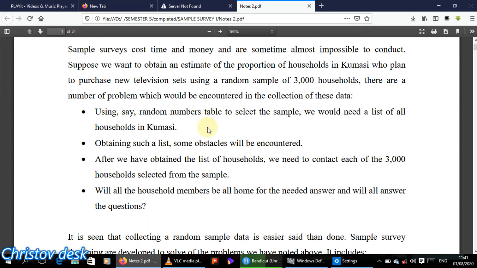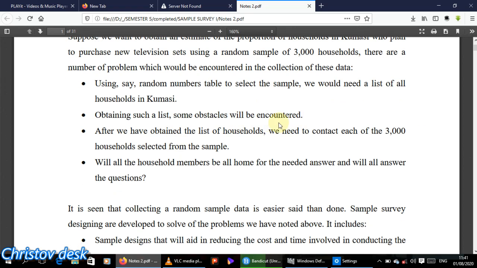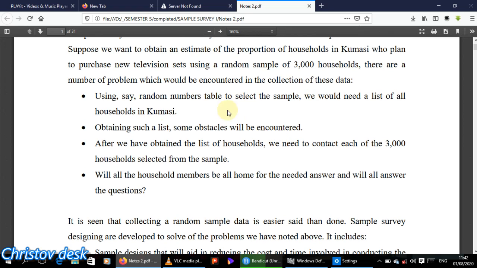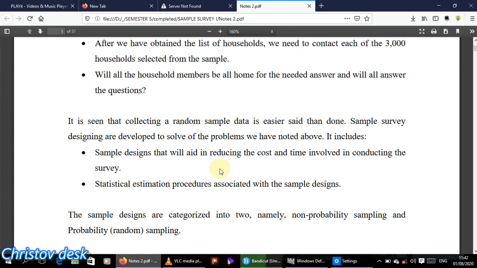Also cost. So using, say, a random numbers table to select, we would list all the households in Kumasi. Obtaining such a list, some obstacles will be encountered. You want to know all the households in Kumasi, you would have to get everybody on board before you come and take a sample. That's going to be very difficult and time consuming. If you don't have the resources, you can't even do that. But there are some sample surveys that don't look very difficult. It depends on your field, and on where you are working.